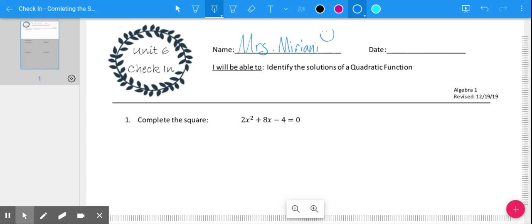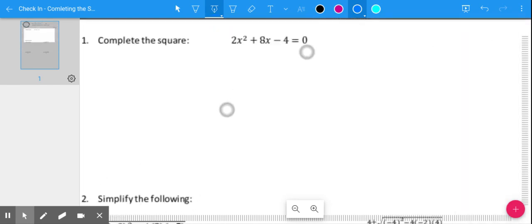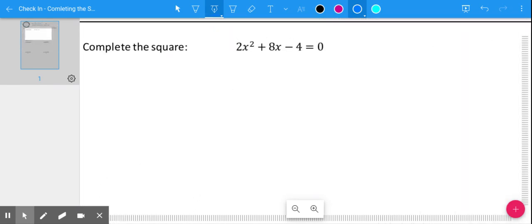All right, so we're going to look at another check-in for Unit 6. Today we're going to be looking at completing the square and then a few simplification problems that are going to be useful for today and tomorrow. So looking at this first one, completing the square.